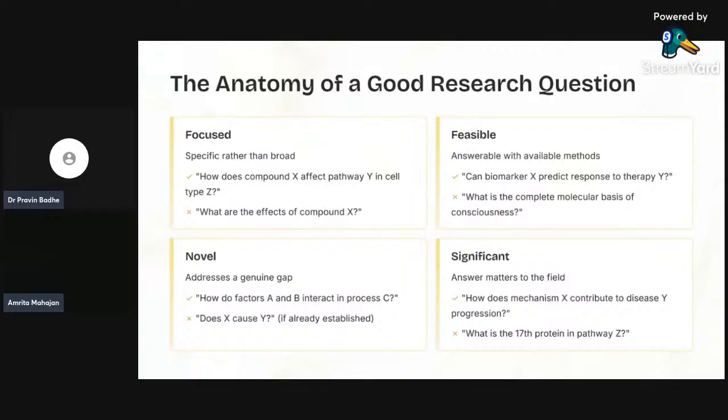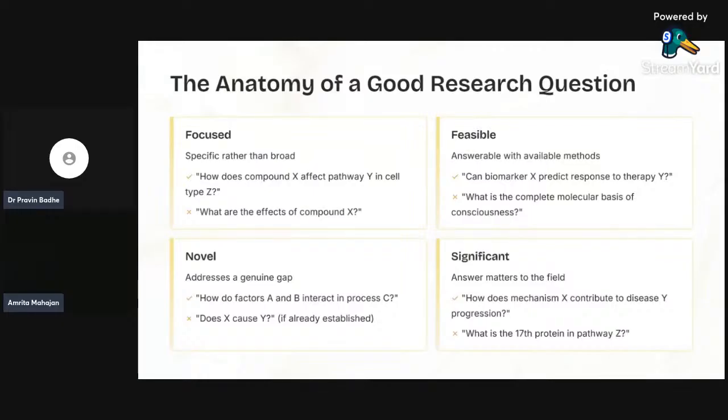It should be answerable with the methods and data as well. And then novel, it's like adding something new to the field. It's like, how do factors A and B interact in process C? It's like, does X cause Y? That will be already known to you. So find something novel to that. Use prompts that will bring novelty to your research as well.